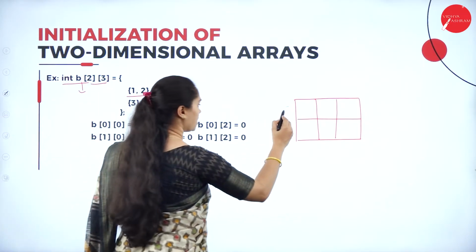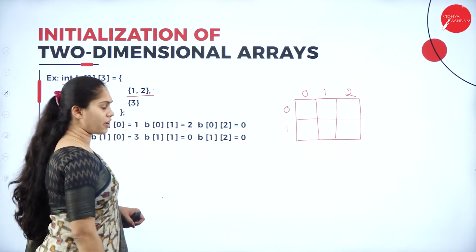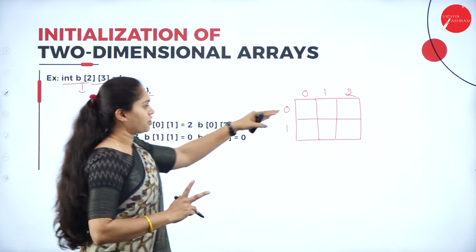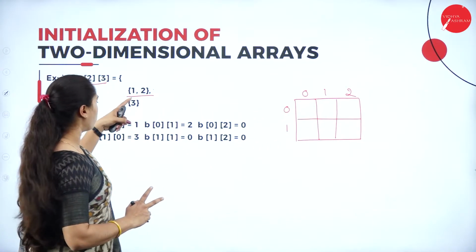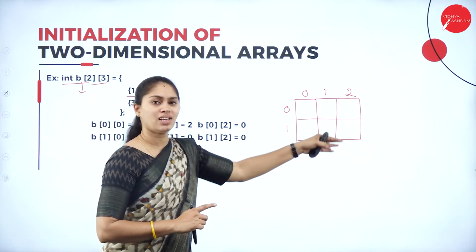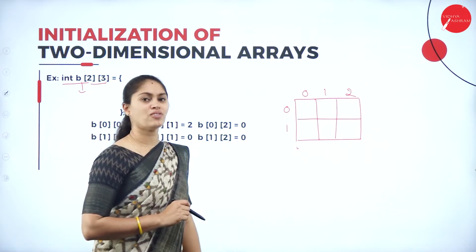Let me write the indexing first. 0, 1 here, 0, 1, 2. Is it? Fine. Next, 1, 2. So I have only two elements for the first row. Then I have only one element for the second row. Then what about the remaining values? Who is going to fill that value? That too with the help of the compiler.